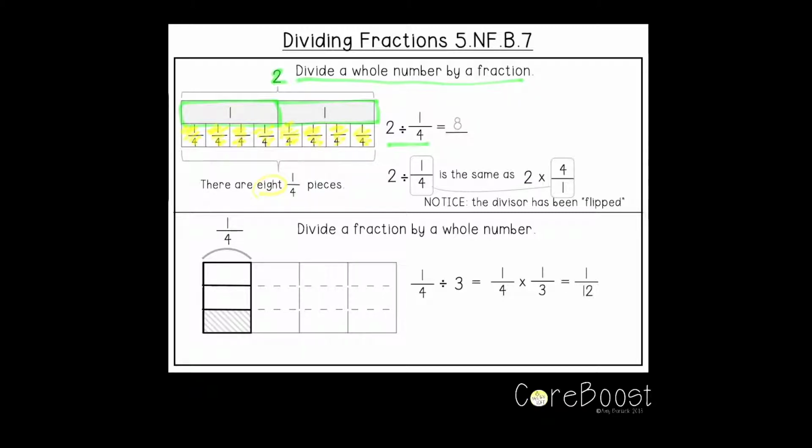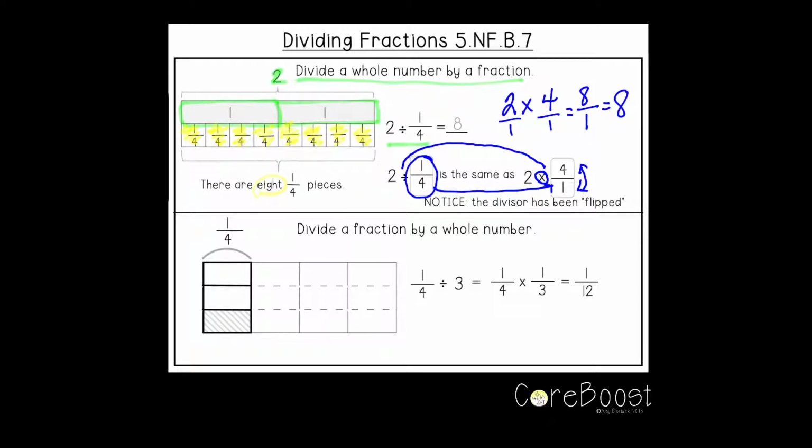2 divided by 1/4 is the same as 2 times 4/1. So what happens is I take this division and I change it to multiplication, and then I flip my divisor. So what was 2 divided by 1/4 becomes 2 times 4/1. When I go to solve that, I can put 2/1 without changing the value. 2 times 4 is 8. 1 times 1 is 1. 8/1 is the same as 8.